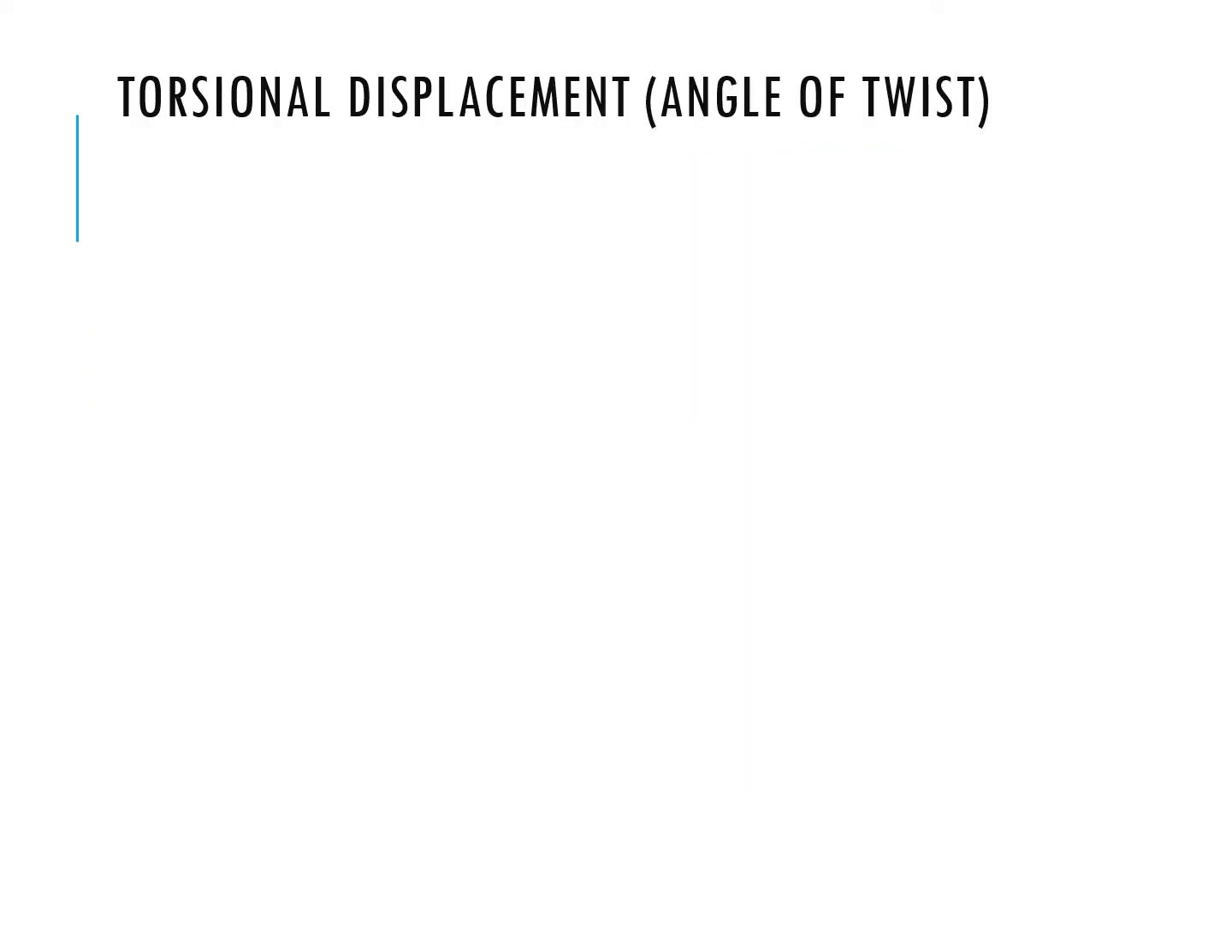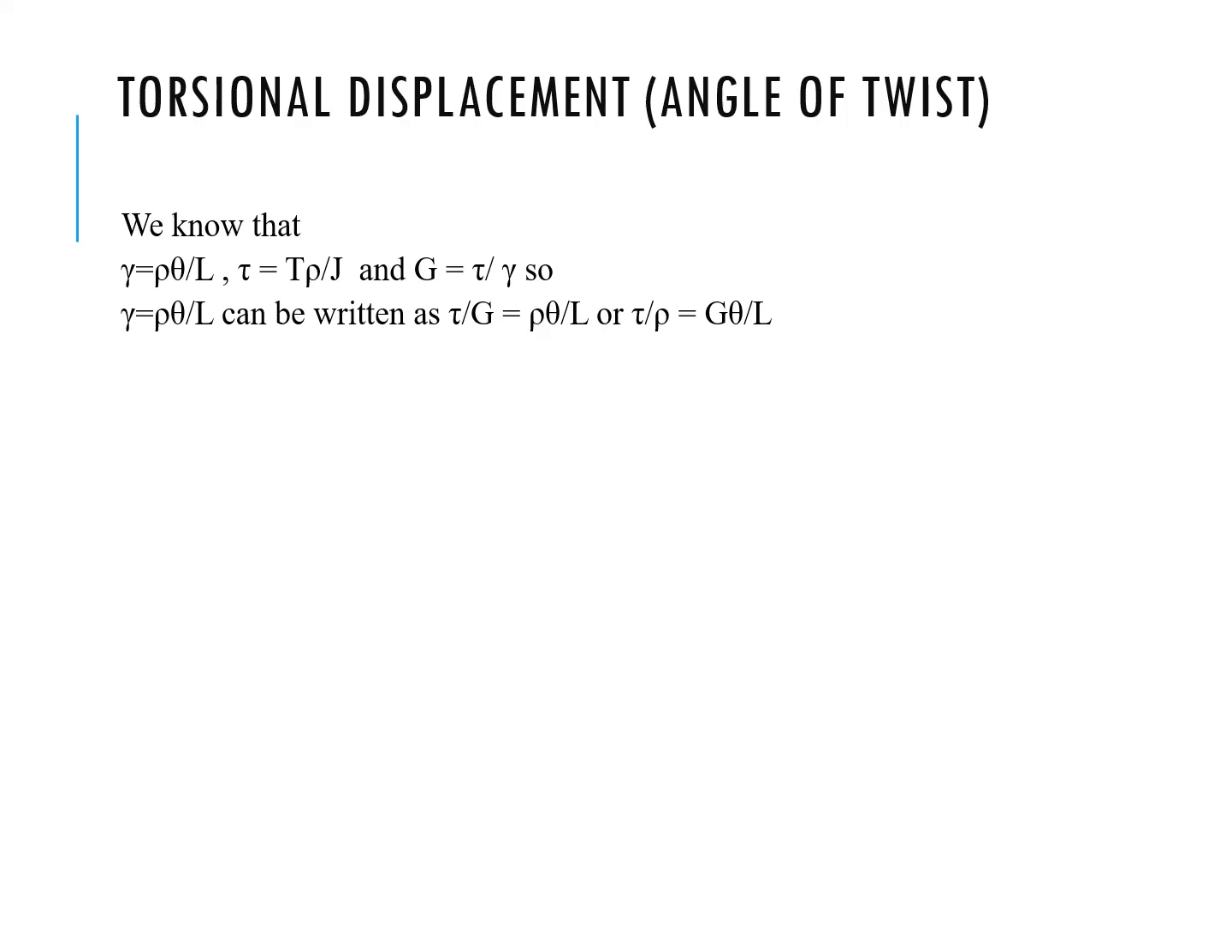The next step of the torsional formula is torsional displacement. It is also known as angle of twist. We have already proved these equations in different slides, and these are some different arrangements of the equations, like how we can write tau is equal to T rho over J, or it can be rewritten as tau over rho is equal to T over J.